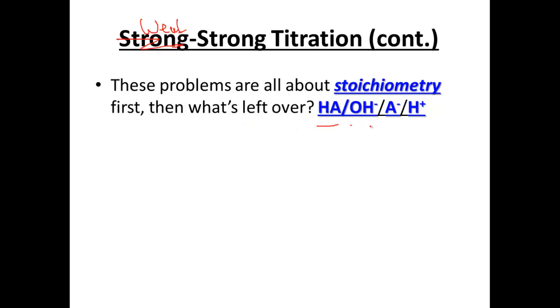Do you have HA left over, hydroxide, A-, H+? What's left over tells you what kind of problem you have. If you just have HA left over, that would be a weak acid. If you had just hydroxide left over, that would be a strong base. If you have just A- left over, that's a weak base. If you have just H+ left over, that's going to be a strong acid. If you have a combination of HA and A-, that's going to be the Henderson-Hasselbalch equation, the greatest equation in the world. Okay? So always do the stoichiometry first and ask yourself, what's left over?